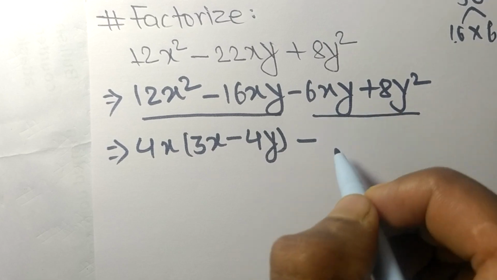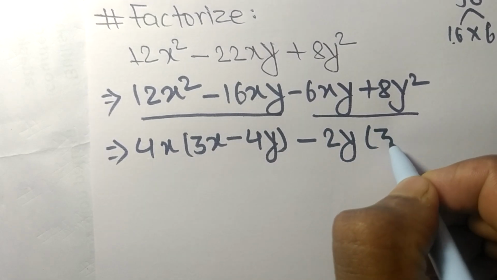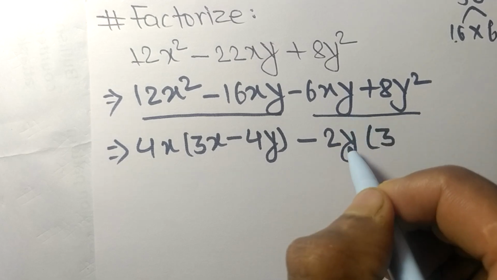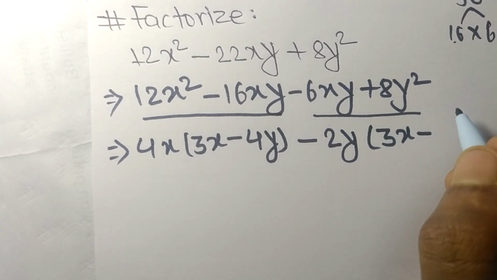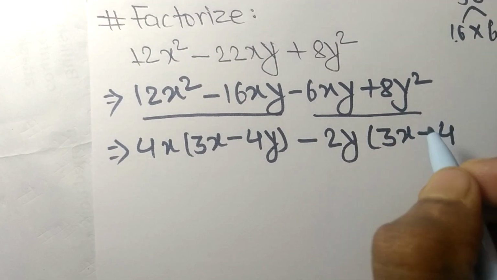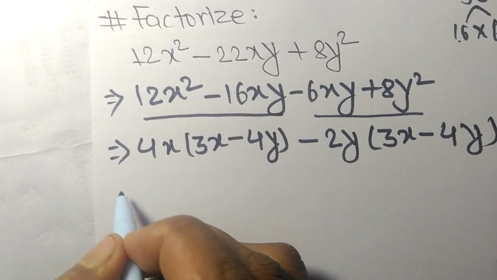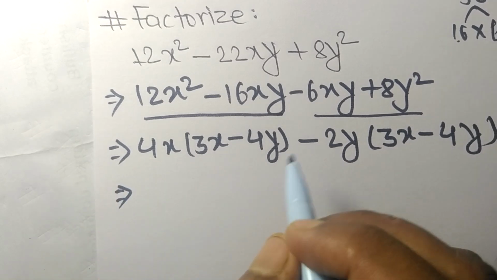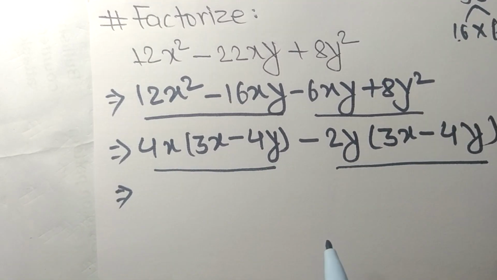Minus, now the common factor is 2y. So 2 times 3 is 6, y already taken, remaining is x. Minus 2 times 4 is 8, one y taken, one y remaining. So now we find the common factor in the first and last expression.